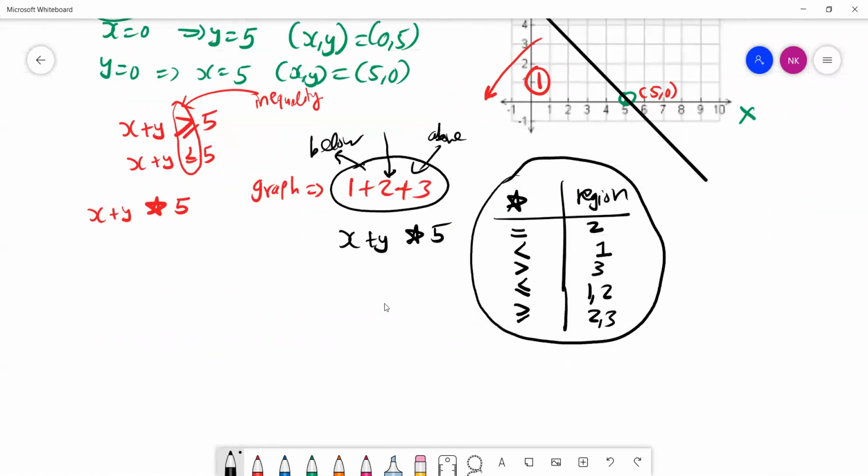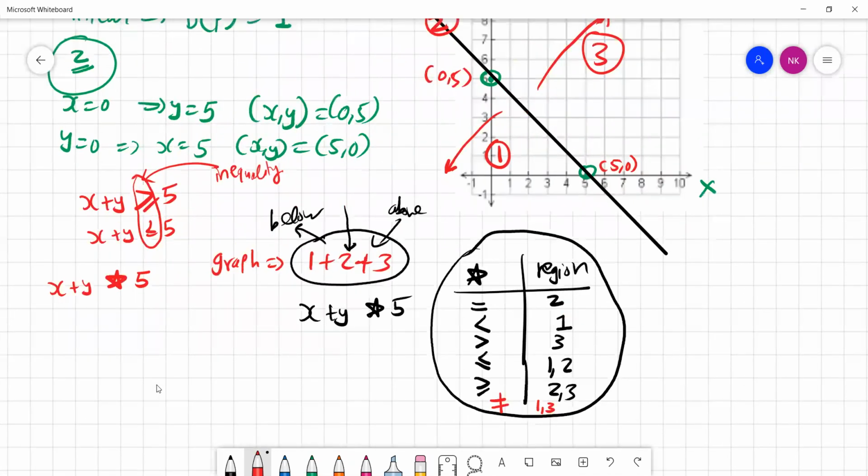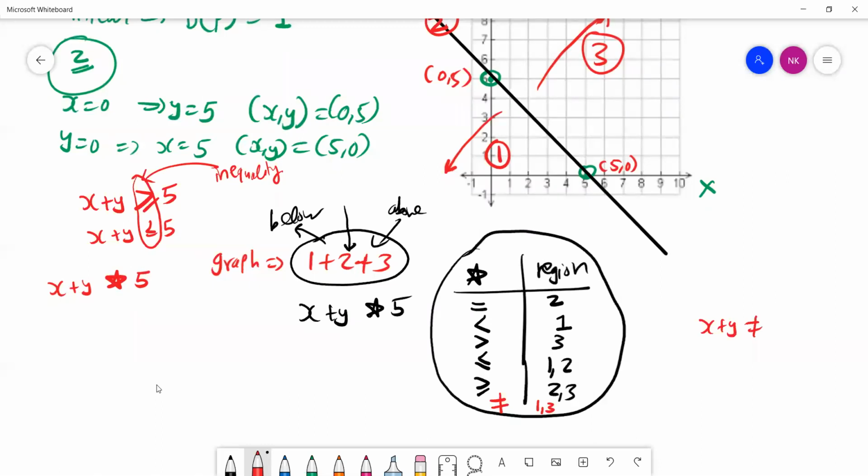But the reason I have not included the not equal to sign is that in our mathematical model, we usually don't deal with not equal to. So that is the reason I am not including it. But if you want to include not equal to just for understanding, then it will be regions 1 and 3. Why? Because it says x plus y not equal to 5. So that will be regions 1 and 3.